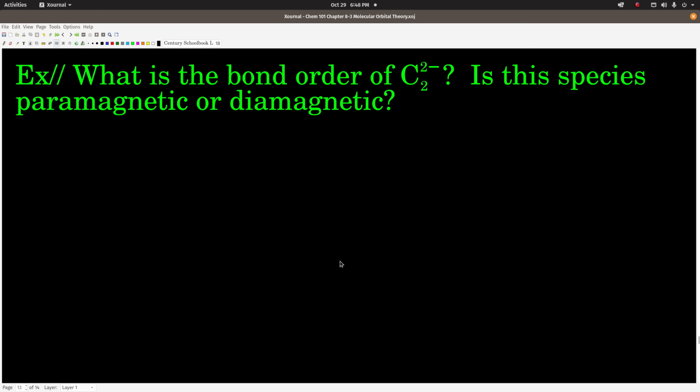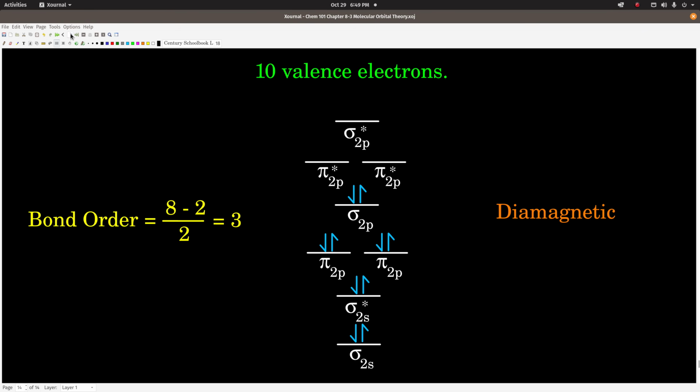So we want to find the bond order of this molecule here, dicarbon with a 2 negative charge, and we want to figure out if it's paramagnetic or diamagnetic. So why don't you go ahead and figure this out and come back when you get an answer. Welcome back. So let's see what we got. C2 2 minus, there's 4 valence electrons from each carbon. 4 times 2 is 8. The 2 negative charge means we add 2 more, so we have 10 valence electrons.